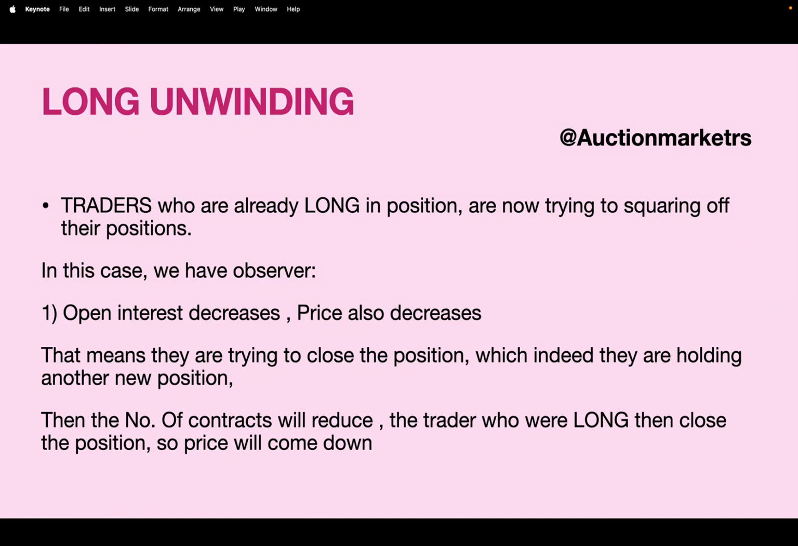So that particular token, we have to subtract it from the open interest. And when we try to close the position, we sell it. That's the reason the price goes down whenever you sell that particular position. So the number of contracts will reduce, and the trader who went long has to close the position, so the price will come down.